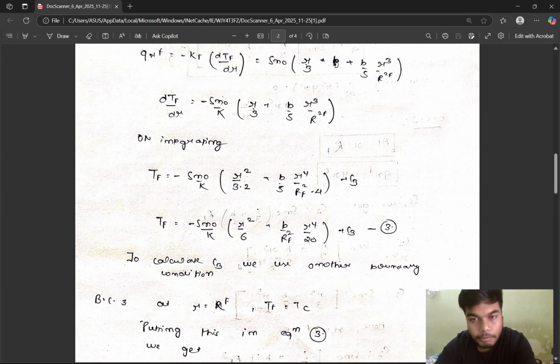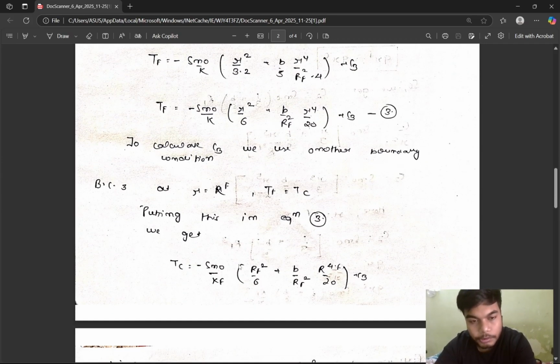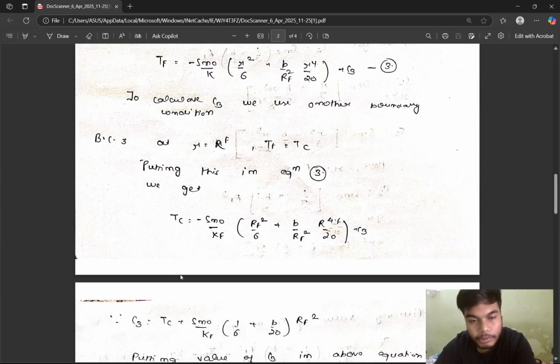To calculate C3, we will use another boundary condition. At r equals rf, TF is equal to TC. Putting this in equation 1, we will get TC equals minus Sn naught upon Kf into (Rf square upon 6 plus b upon Rf square into Rf to the power 4 upon 20) plus C3. So we will substitute the boundary condition here, TF equals TC, and we will find C3 and resubstitute it in this equation to find the final equation of TC.